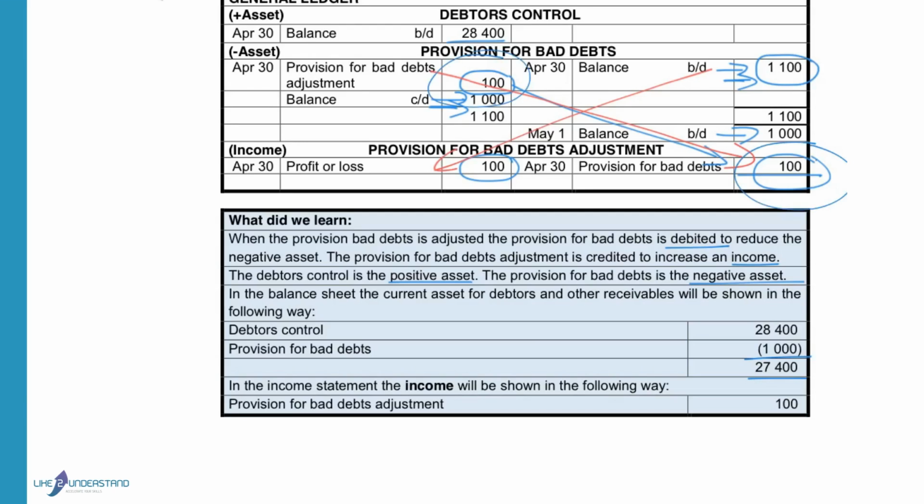Because we reduced the provision for bad debts, we debited the provision for bad debts, credited the adjustment account, so we created an income. So in the income statement, we will show this income that will increase my profits. Provision for bad debts adjustment 100.